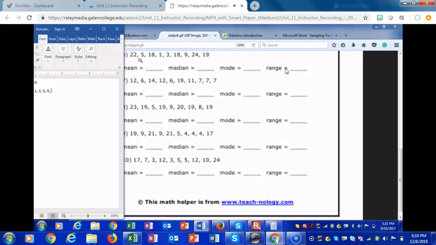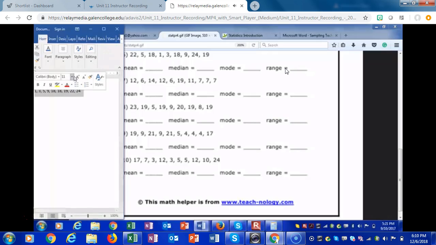We also have 9. After 9, we go into 2-digit numbers, which is 18, 18, and 19. Then we have 22 and 24. I believe I'm missing a number. 1, 3, 5, 9. 2 18s, a 19, 22, and 24. No, we only have 9 this time. 1, 2, 3, 4, 5, 6, 7, 8, 9.